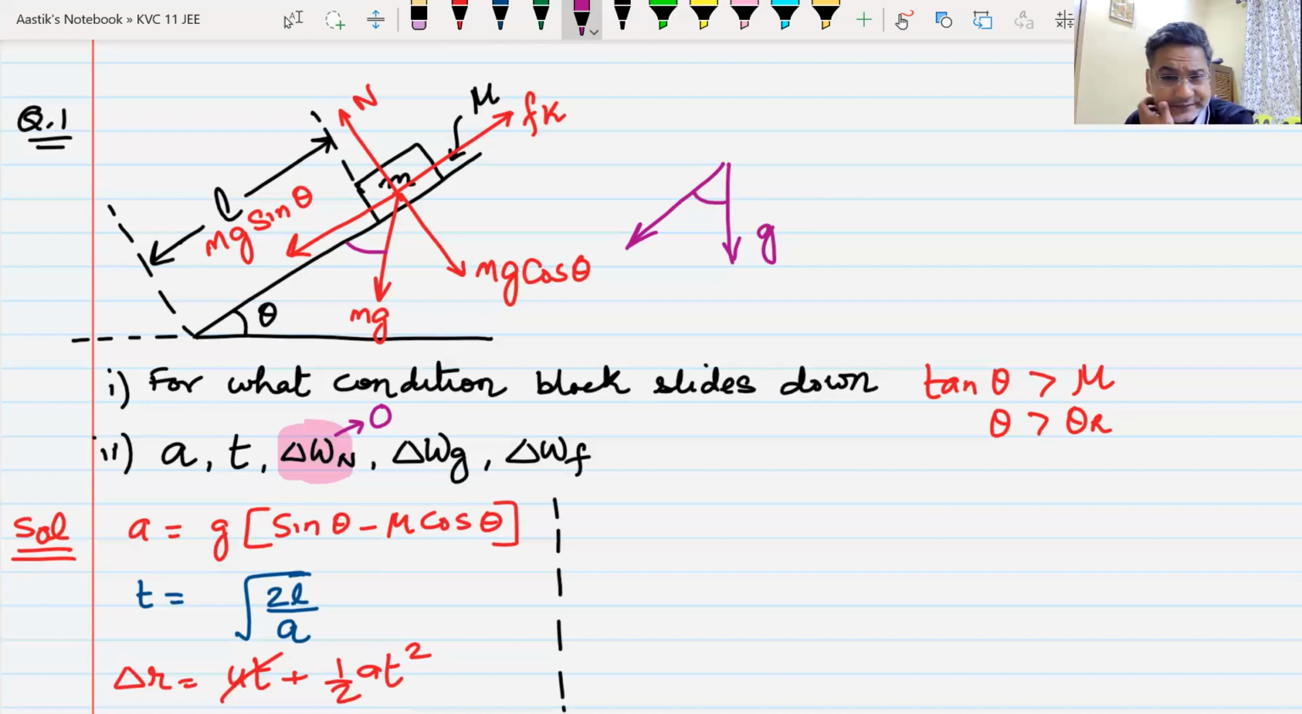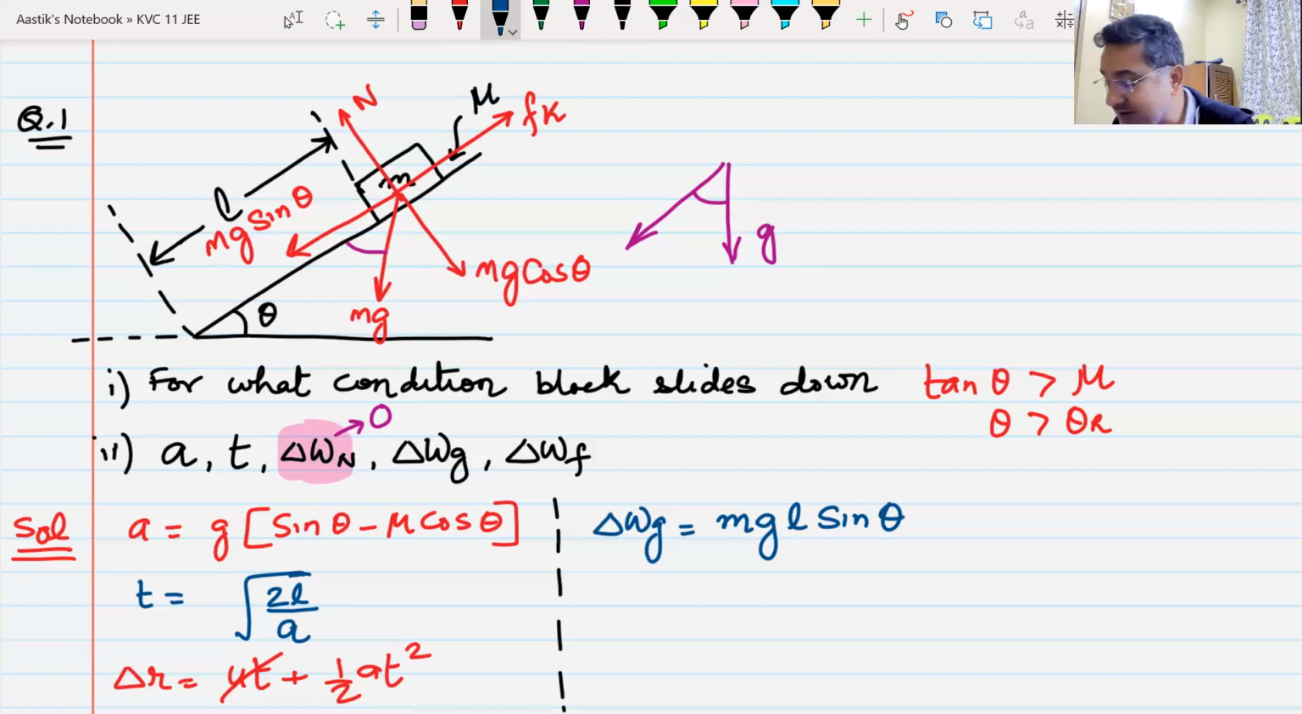How much is this angle? 90 minus theta. So what is the work done by gravity, my dear friend? Work done by gravity: mgl sin theta. That is absolutely correct, mgl sin theta. The displacement here is in this direction, g is downwards, and this angle is 90 minus theta. That is one way of doing it.